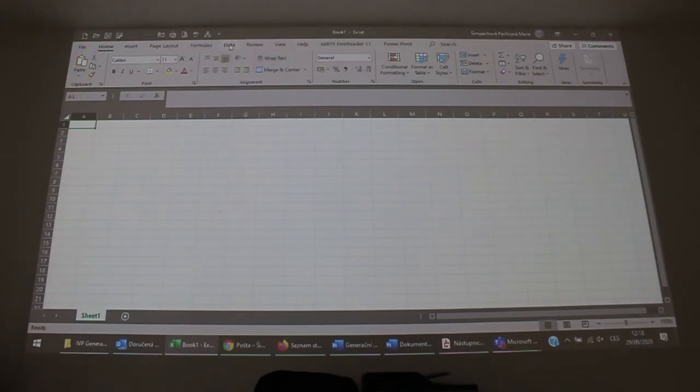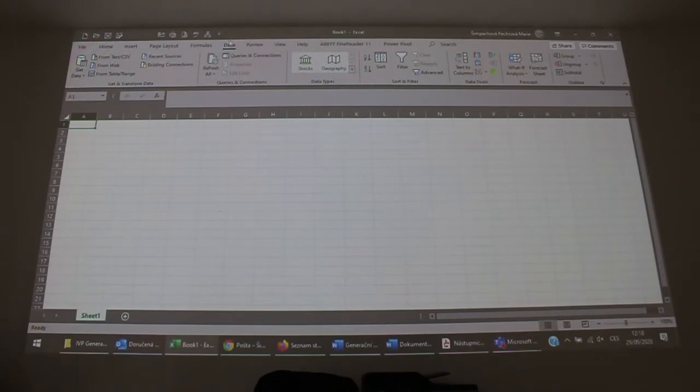If you click on Data tab, yes, Data tab, you can see that on the right side of this window there is nothing, free space. Every week, on each seminar, please prepare this blank workbook of Microsoft Excel and install a special add-in.